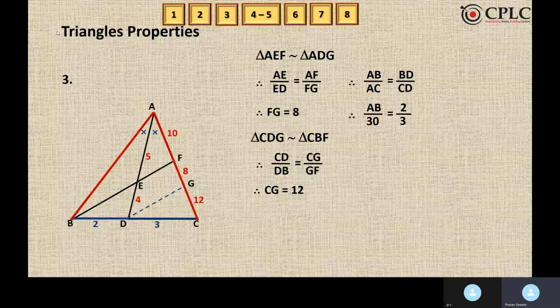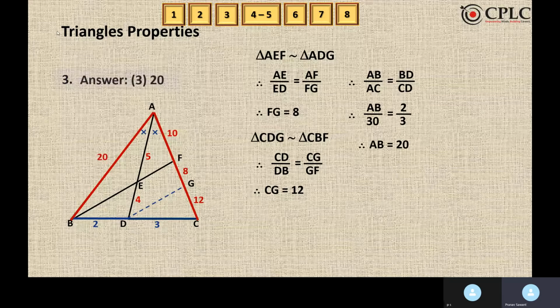Now substituting the values, we'll get AB upon 30 is equal to 2 upon 3, and solving this will give us the value of AB as 20. So option 3 is the answer to the third question.